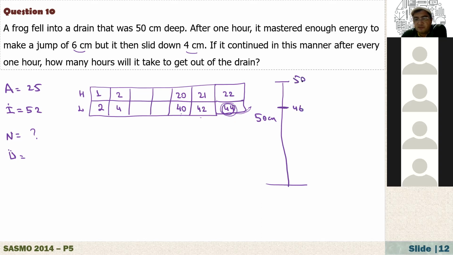Now this one is 50, and he can jump 6 centimeters up, right? And now here, he's already at the top, right? He doesn't have to come down. Do you understand? Yes. So that means that it takes how many hours? 23 hours.